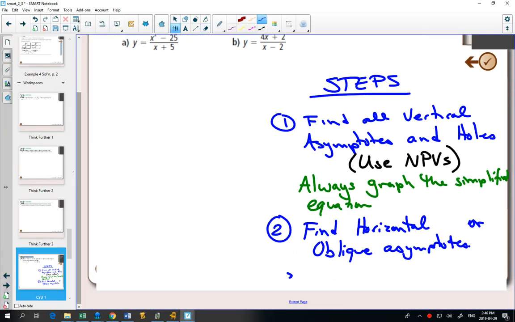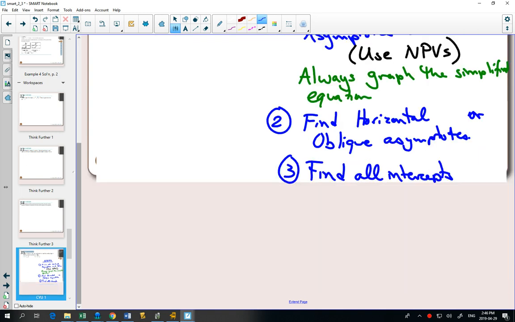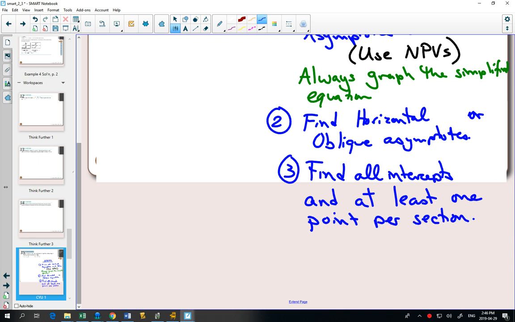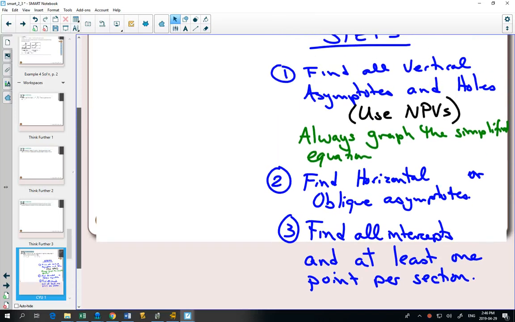Step 3, in order to graph, you need some points. So we're going to find all intercepts, x and y, and at least one point per section, and I'll describe what I mean by that more clearly when we get to our examples. So these are the steps that we're going to use every single time for graphing rational equations.